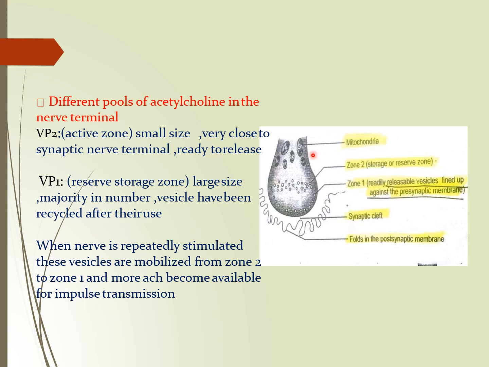So there are different pools of acetylcholine in the nerve terminal. One is the active zone, small in size, very close to the synaptic nerve terminal, ready to release, and the other is the reserve storage, that is large in size. These vesicles have been recycled after their use. When the nerve is repeatedly stimulated, these vesicles are mobilized from zone 2 to zone 1 and more ACH becomes available for impulse transmission.